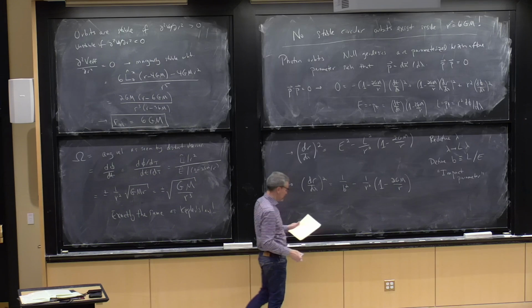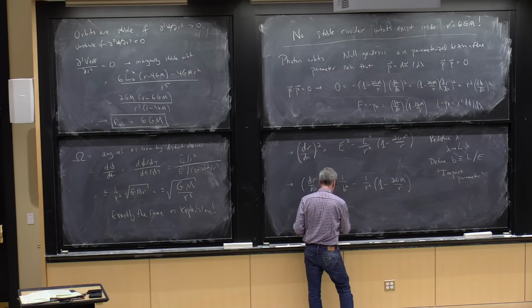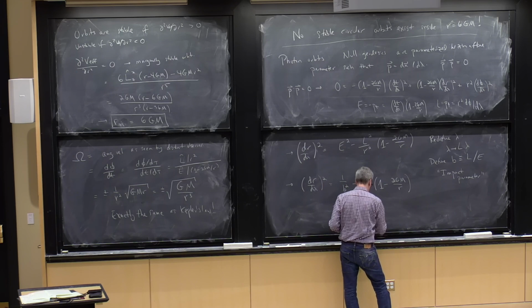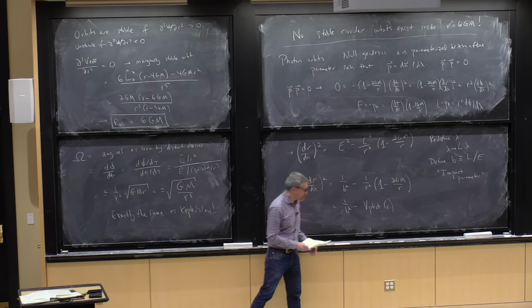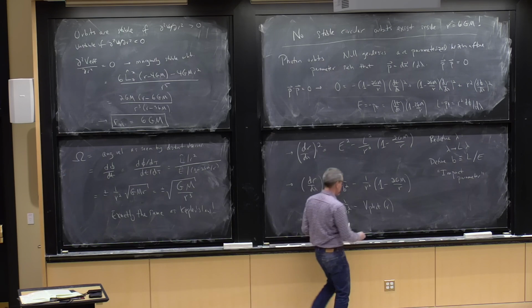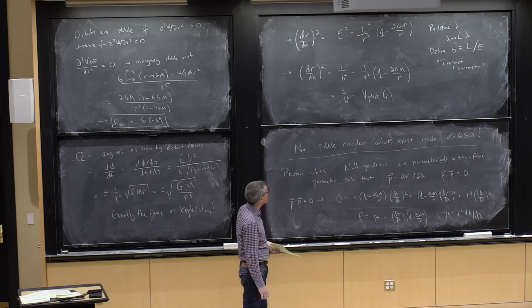I get something that looks like this. What I'm going to do is say that the impact parameter, B, is what I can control. It's the parameter that I can control that defines the photon that I am studying here. And everything after this is my photon potential. Notice that the photon potential has no free parameters in it.